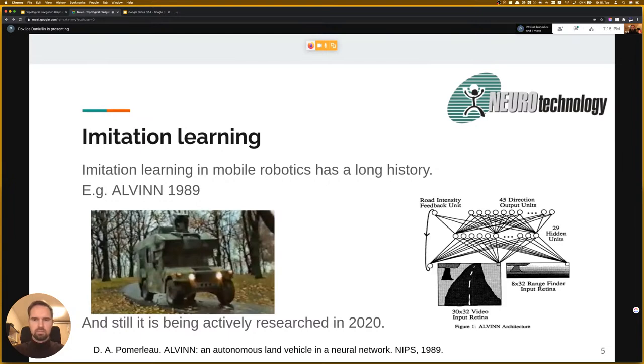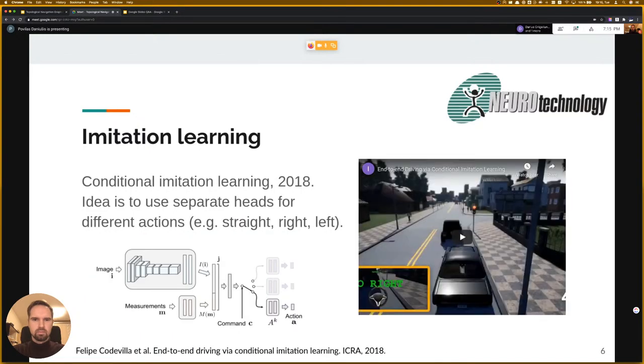More than 30 years later, imitation learning is still a pretty hot topic in the major machine learning conferences and journals. One of the recent results is called conditional imitation learning. The model uses a convolutional backbone, and their idea is to use different heads for different actions. For example, actions are understood as going straight or turning left or right. This model showed quite good performance, not only in a simulator, but also on real robots.